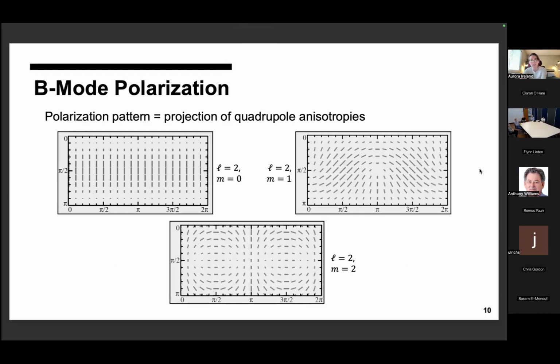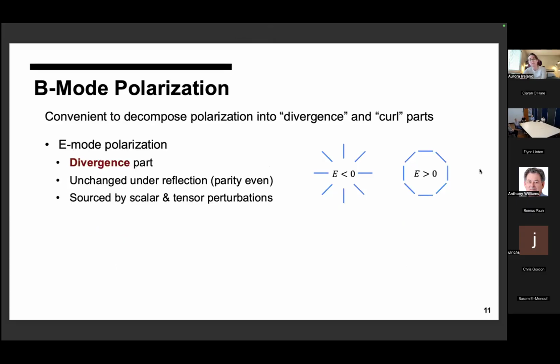So if you project now these quadrupole anisotropies, you're going to get a polarization pattern. And in general, it's convenient to decompose the polarization into divergence and curl parts. The divergence part is called E-mode polarization, in analogy with an electric field. This pattern is unchanged under spatial reflections. It's parity even. And this pattern is going to be sourced by both scalar and tensor perturbations.